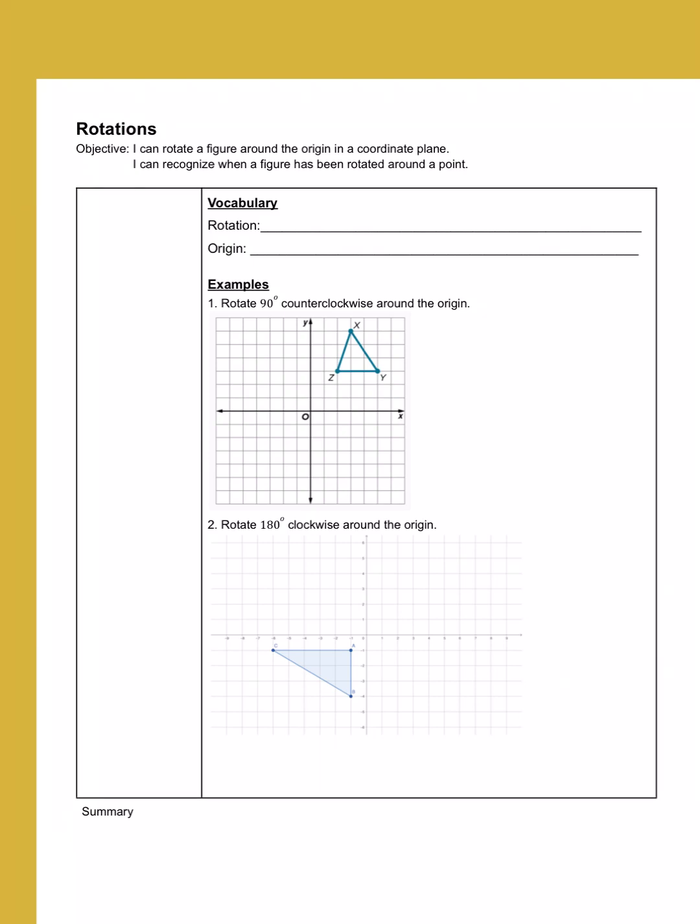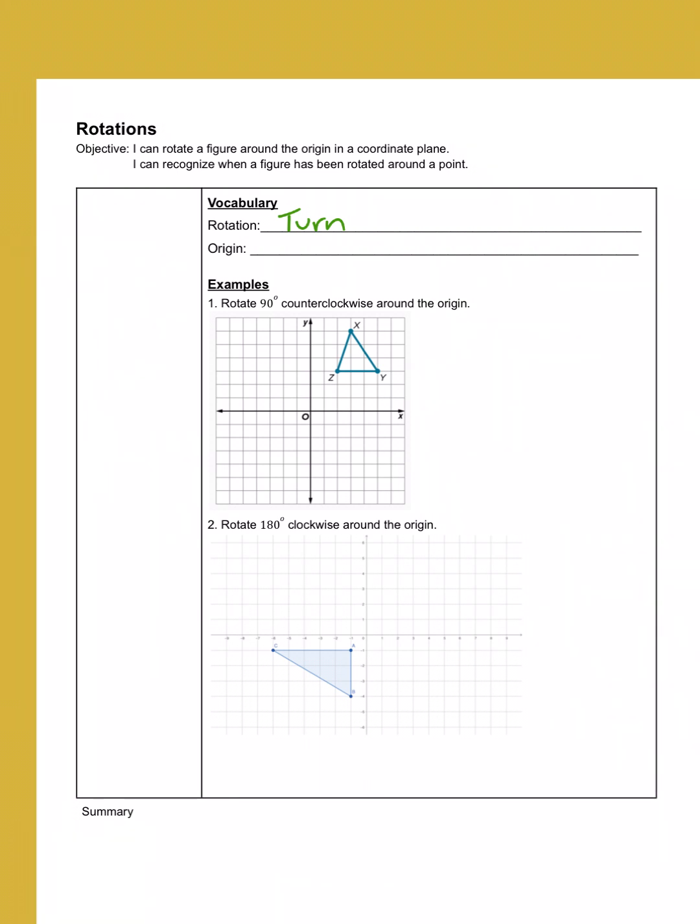For this lesson, we're going to look at rotations in a coordinate plane. A rotation is when we are making a turn, and we could turn clockwise or counterclockwise. Clockwise means you're going the same direction a clock moves. Counterclockwise is the opposite direction of what a clock would move.